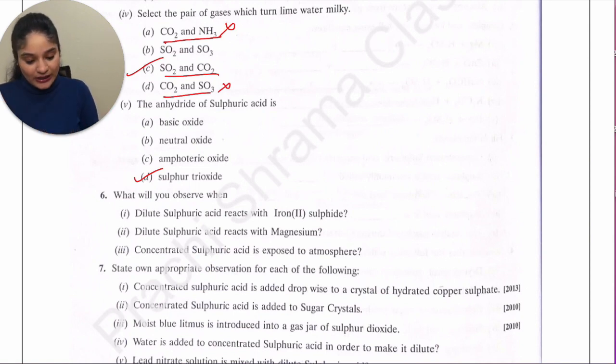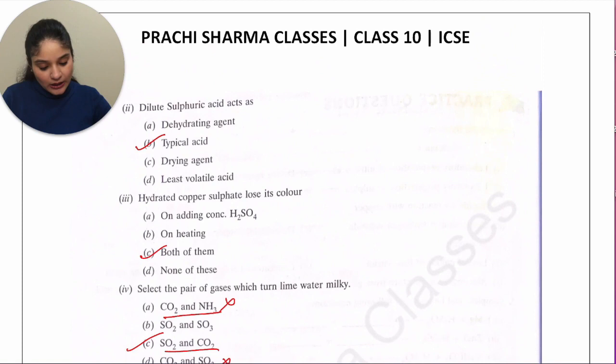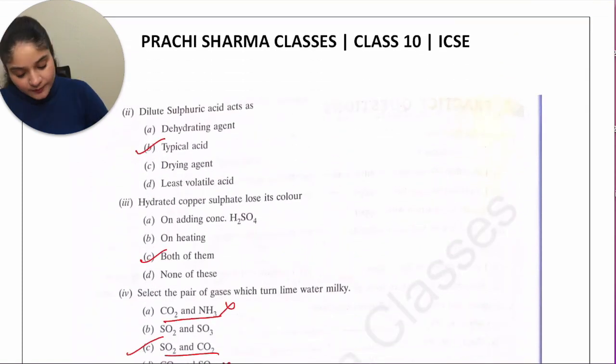Dilute sulfuric acid reacts with iron sulfide. So what would happen in this case is, we would see that a black colored solution would eventually turn into a green colored solution, and a rotten egg smelling gas is released. So this particular gas is hydrogen sulfide. So hydrogen sulfide gas is released. Along with that, you see a green colored solution. So I'm going to write your answers right here. So this is answer 6, first part.